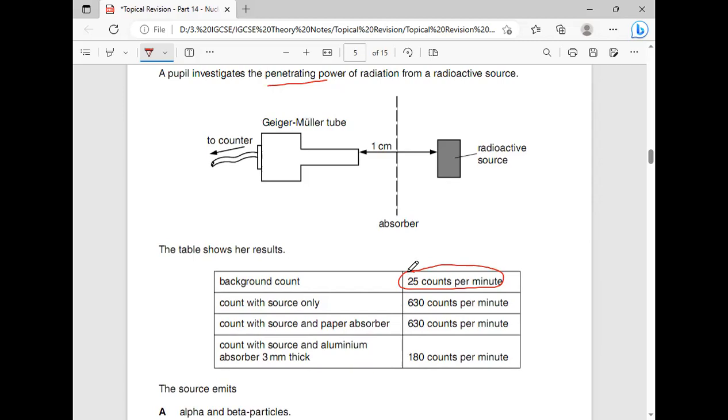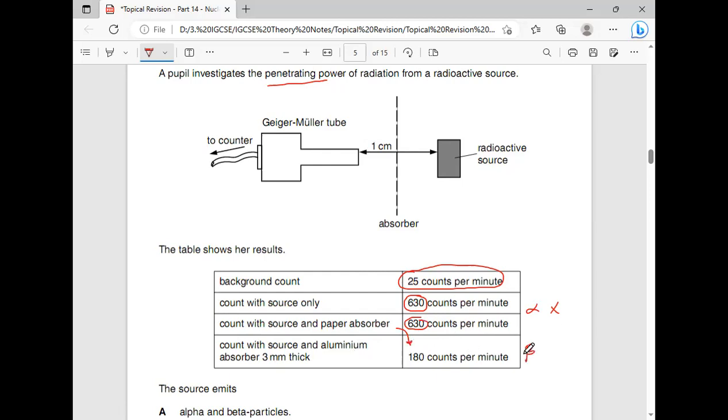Count with source only means there was no absorber. Count with source and paper. So after placing paper, is there any change? No. So it means alpha particles are not present. Count with source and aluminum absorber of 3 millimeter. Now the reading has drastically changed, 630 to 180. So it means beta particles are present.